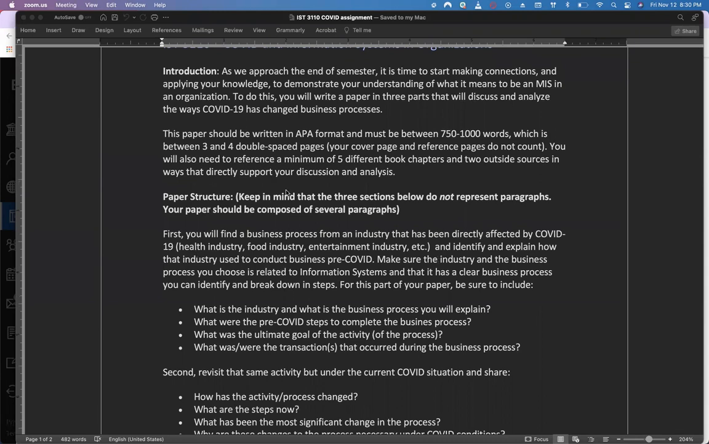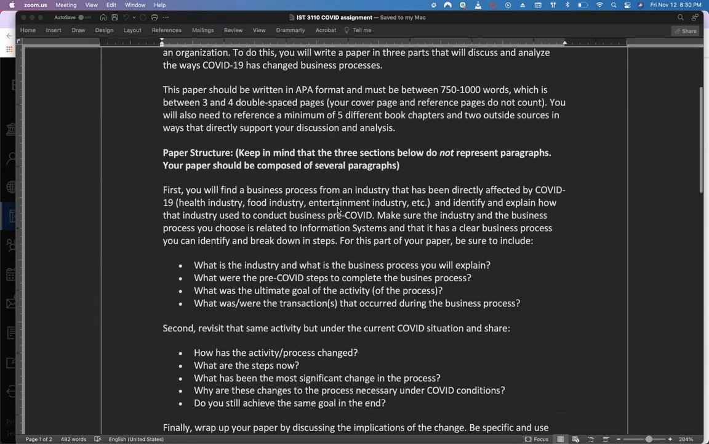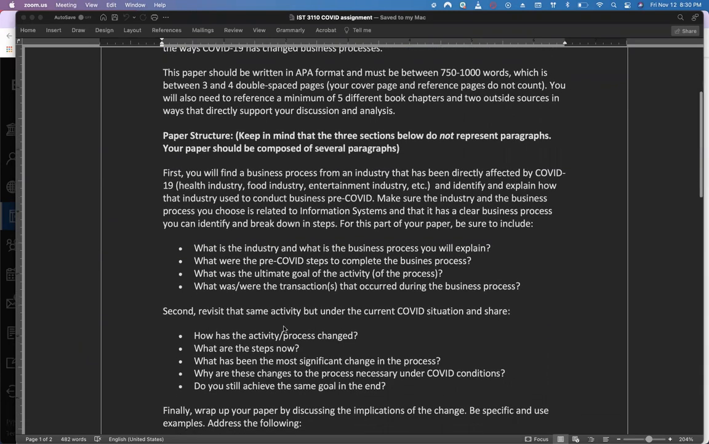The paper structure, right? Even though I'm giving you these prompts here and the steps like first, second, finally, etc., that doesn't mean that each of these is one paragraph. This is just a section. Everything that I'm showing you right here is simply a section. So the first section, and then there's the second section. And these are just guiding questions.